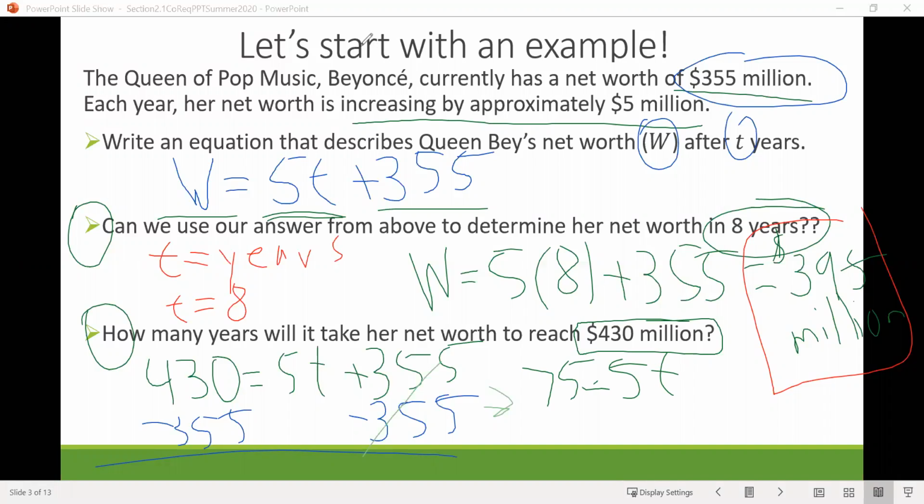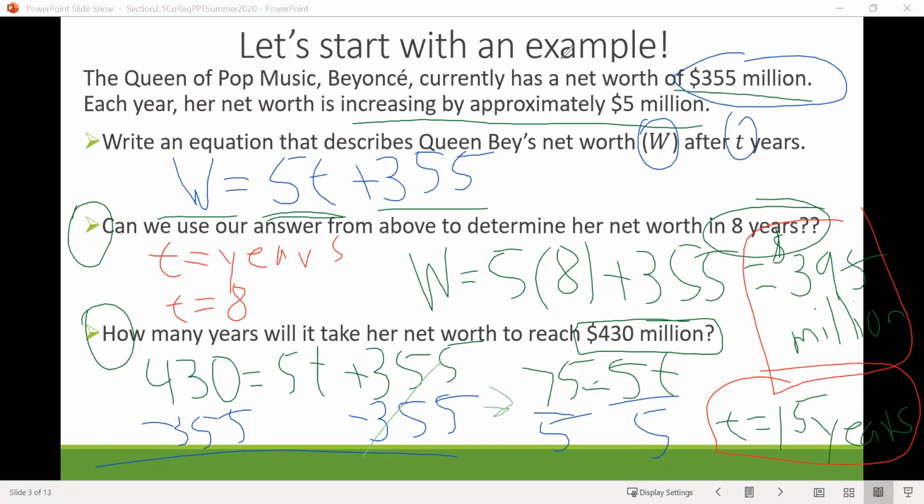We can divide by 5 on both sides. And when we do that, we end up with T equals 15. And in this case, our units are years. Okay, so assume she keeps earning money at the same rate. Her net worth will be $430 million after 15 years.